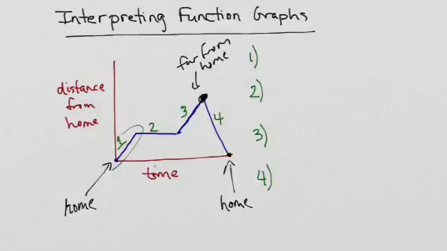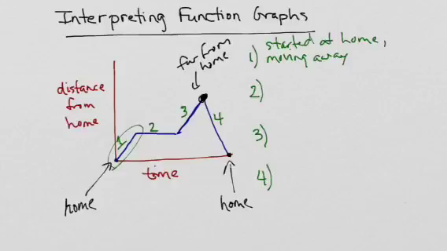So let's start with step one, or part one, that little portion of the graph. Here are some things we know about that portion. We know that we started at home. That's what's definitely happening in that portion of the graph. We started at home, and what else is happening? Well, we are moving away. We're getting farther from home as time goes on.